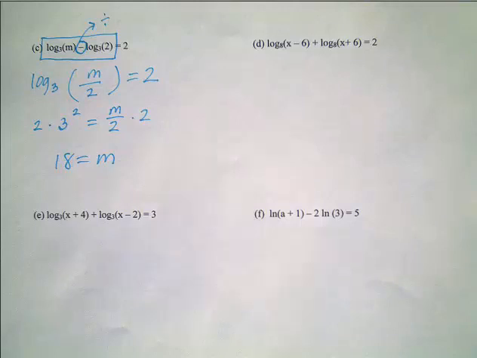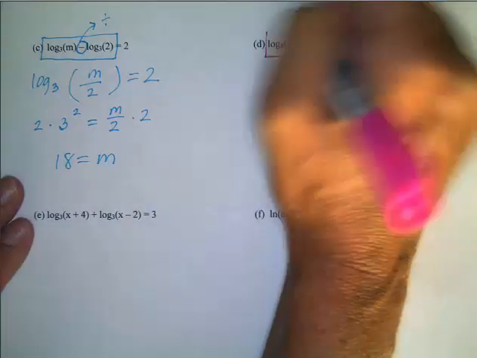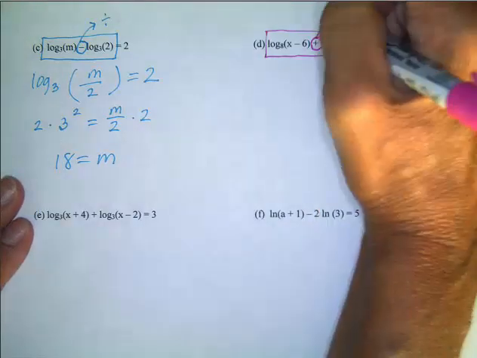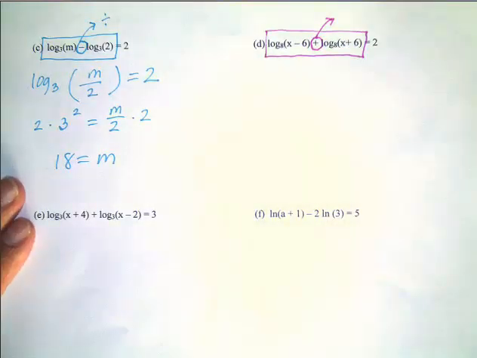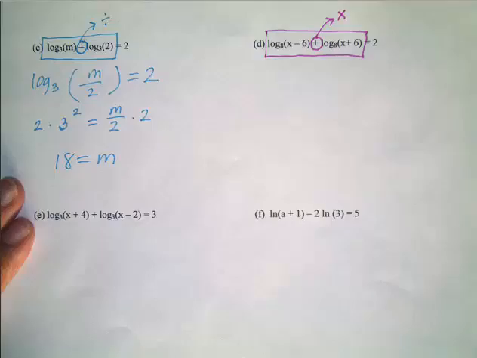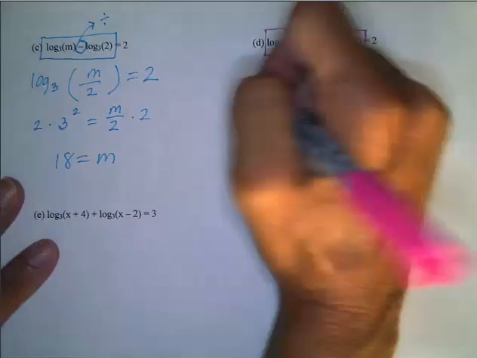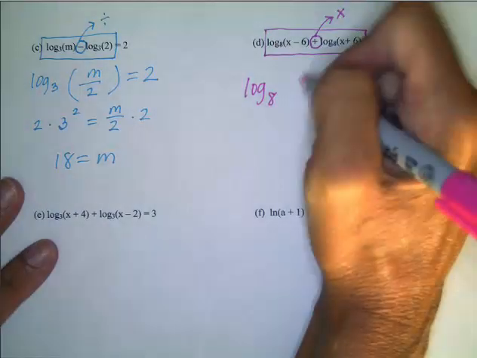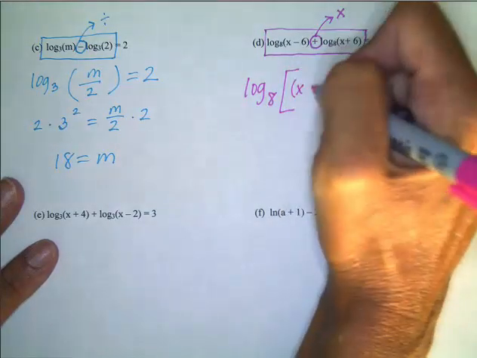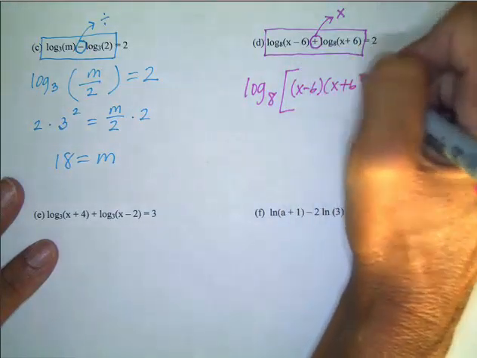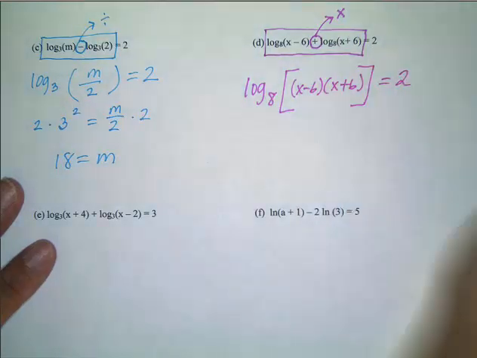All right. In letter D, again, we have lots of logs. Fortunately, they're on the same side, so we want to get them together. So how do we get these 2 logs together? What's between them? A plus sign. So when do we add exponents? Well, when we multiply. So I'm going to end up multiplying the things after the log base 8. So I'm going to make a bracket so I can put in parentheses x minus 6 times x plus 6. And that equals 2. Okay?